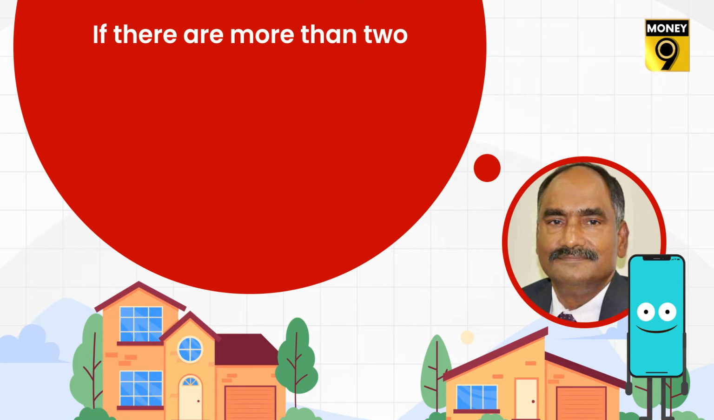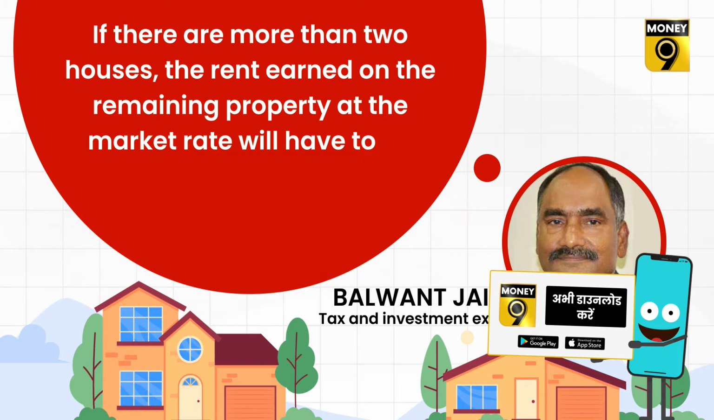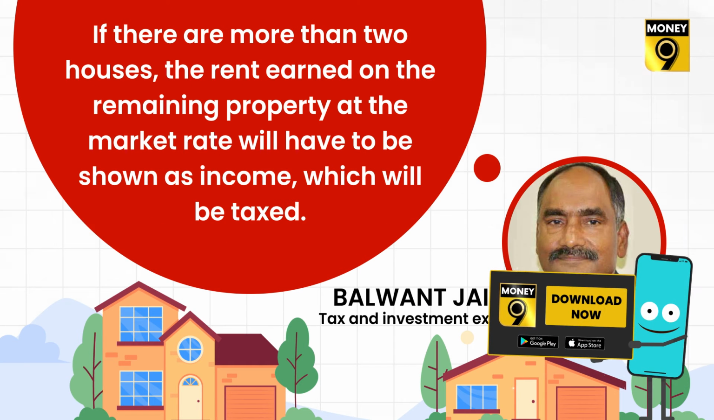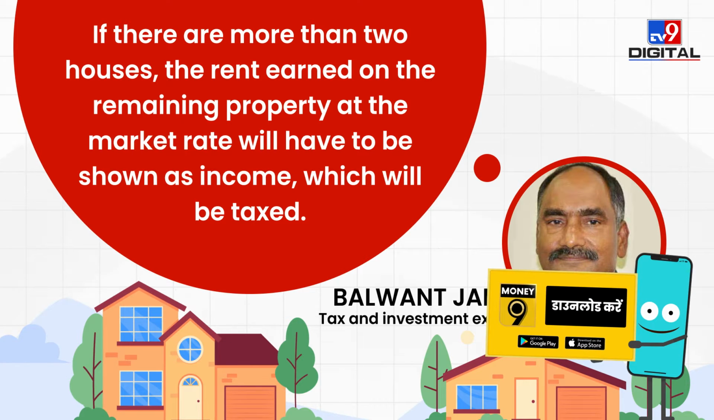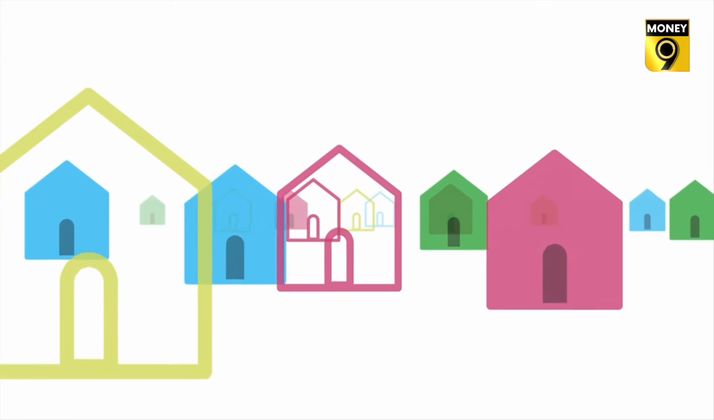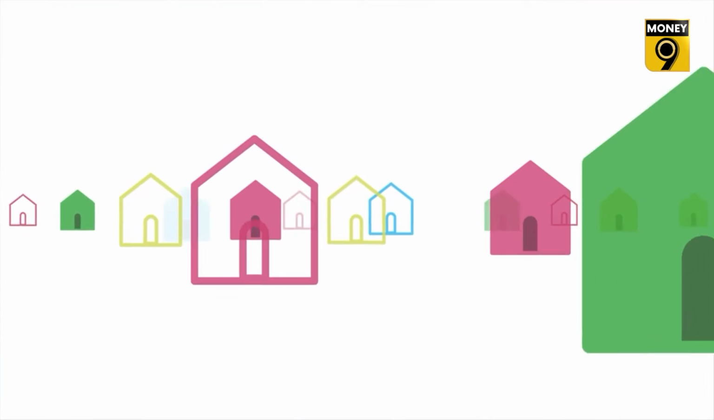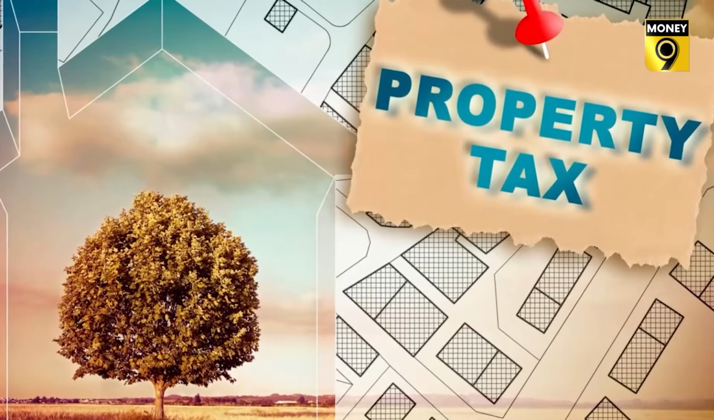If you own more than 2 houses, then it will be considered that all the properties other than the 2 have been rented out, and the rent earned as per the market rate will be shown as income, which is taxable. Let us know under what circumstances income from house property will be taxed.